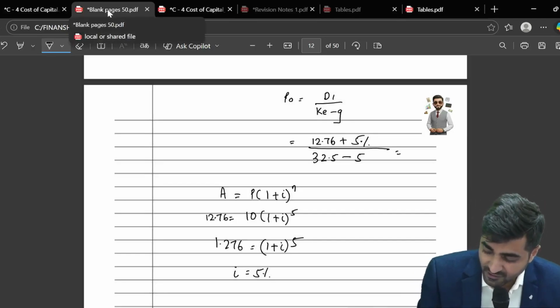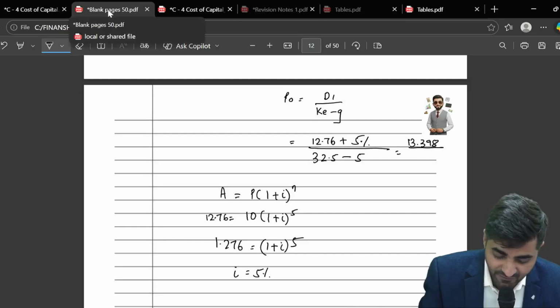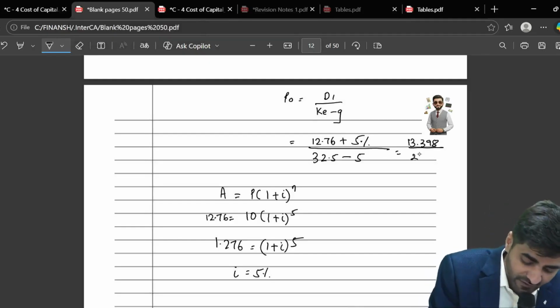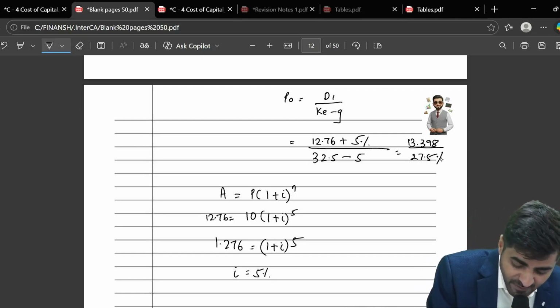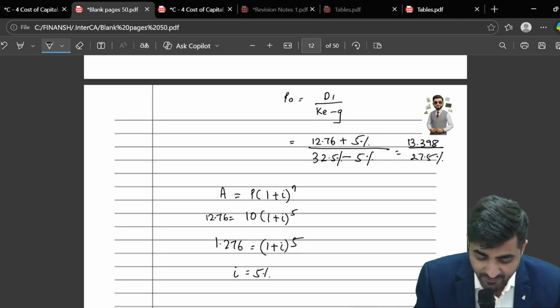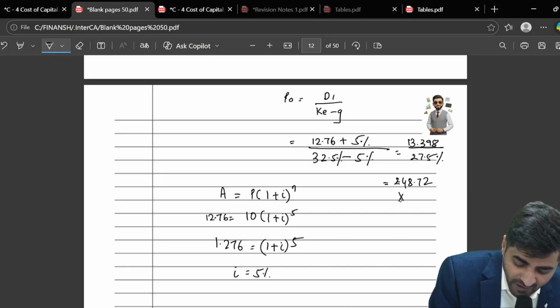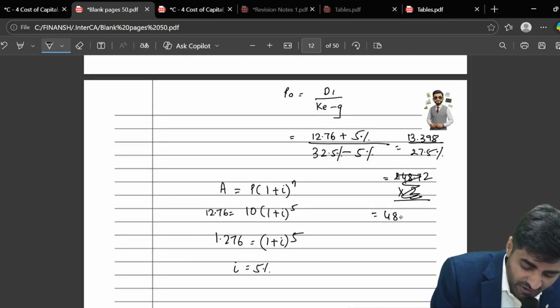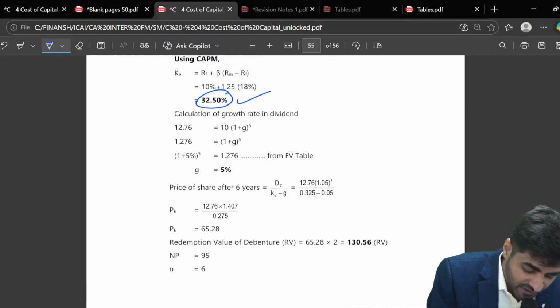12.76 plus 5% will give you 13.398, upon 32.5 minus 5, that is nothing but 27.5. So now this will be 13.398 divided by this percentage. You can write it into 100 also, or you can write your percentage also. Divide by this percentage will give you 48.72. Now how many equity shares are we going to get? 2 equity shares. But wait, this is just your dash. Is this your P0? Come on, yes or no? Just check. Your P0 should be coming as, how much is it coming? Actually, they have directly done it like this only. Okay, no problem.